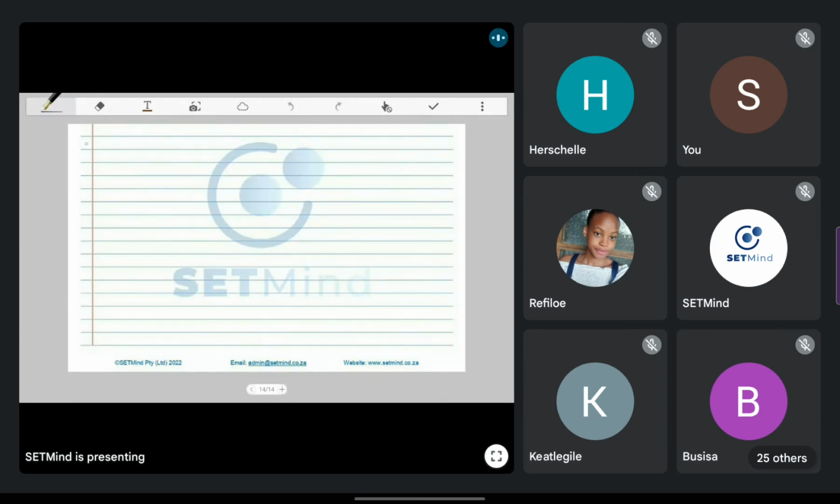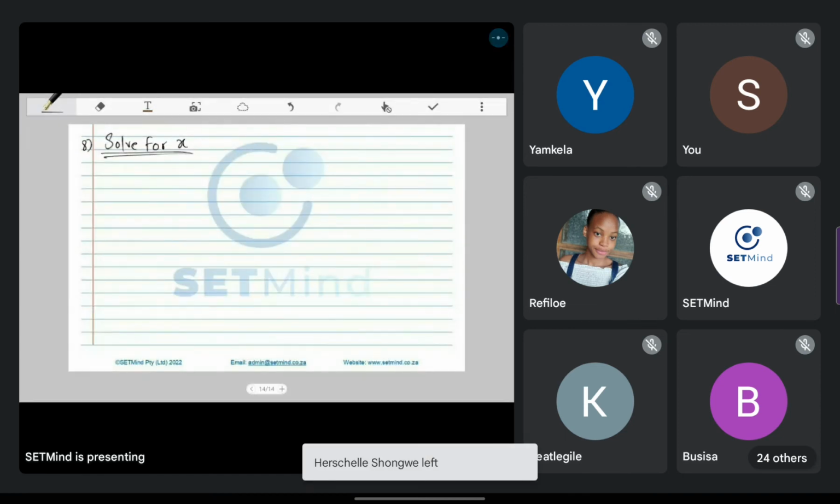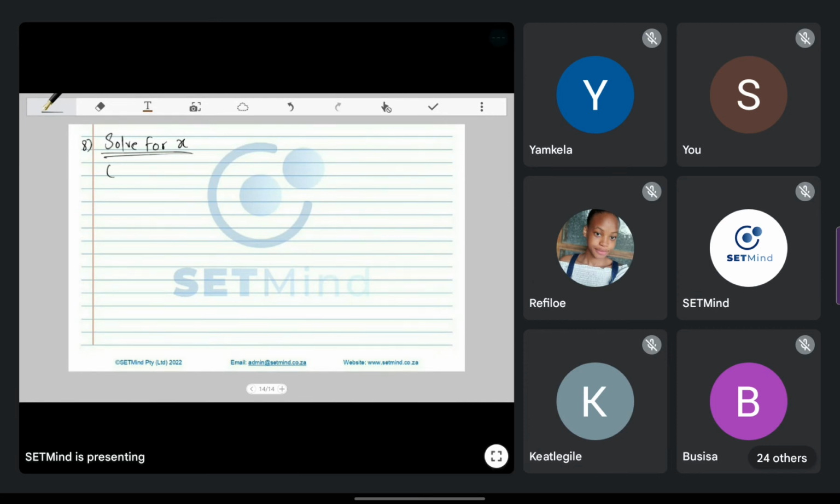So let's do this one. Solve for x. This is obviously a trick. So the question was 1 plus cot squared x, times 1 minus cos squared x. This should be equal to tan x over 3. Okay, cool. This is not a nice one.